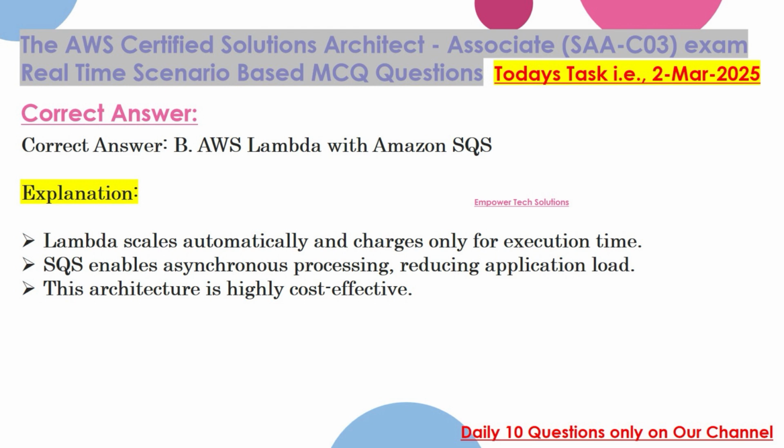Explanation. Lambda scales automatically and charges only for execution time. SQS enables asynchronous processing, reducing application load. This architecture is highly cost-effective.